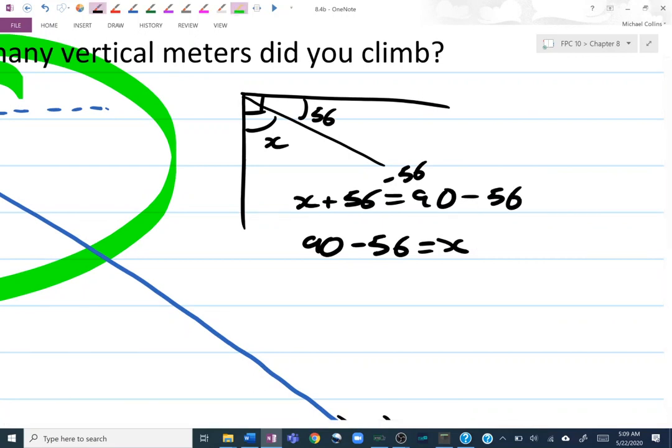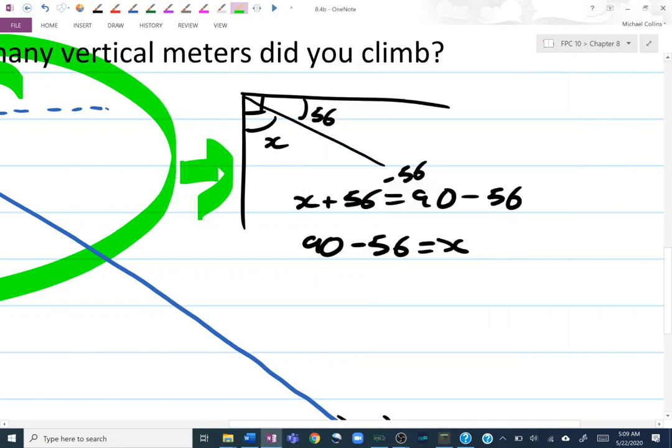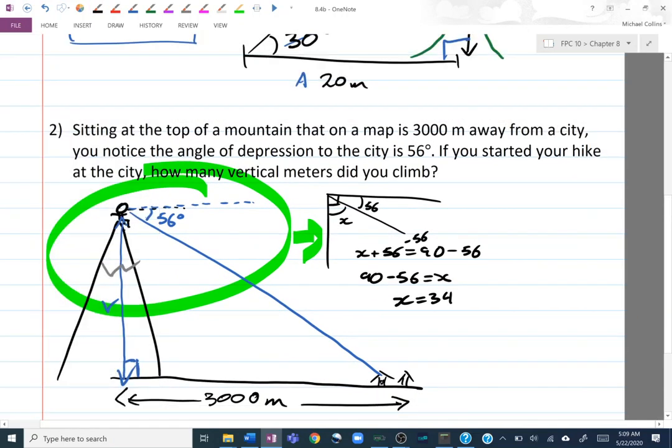I subtracted 56 from both sides, and maybe I'll do a little arrow over because that's what I'm doing over here. 90 minus 56, if you can't do it in your head, that's okay. Pull out your calculator. 90 minus 56, 34 degrees. So now we know that x is 34 degrees. And so when I go back to this, I know that this angle here is going to then be 34 degrees.